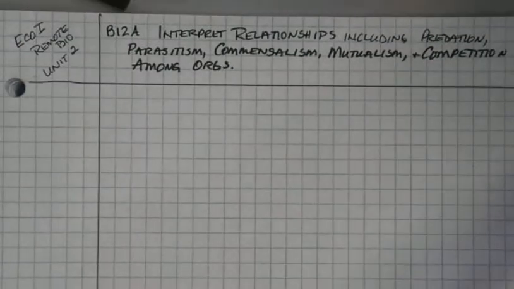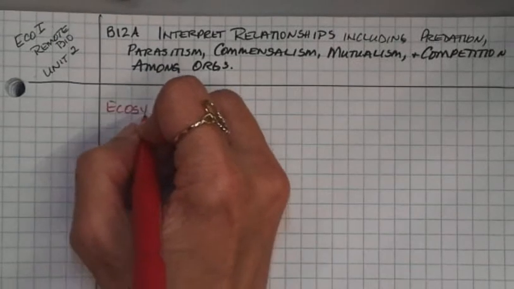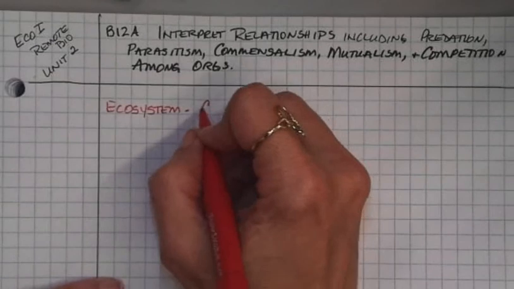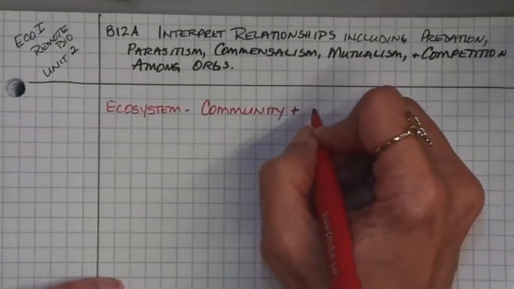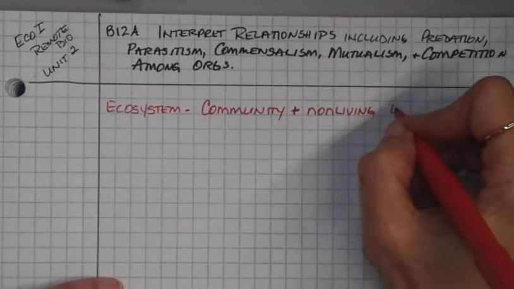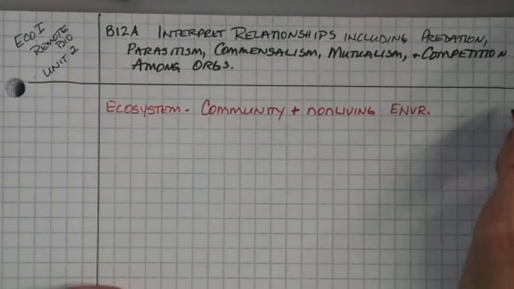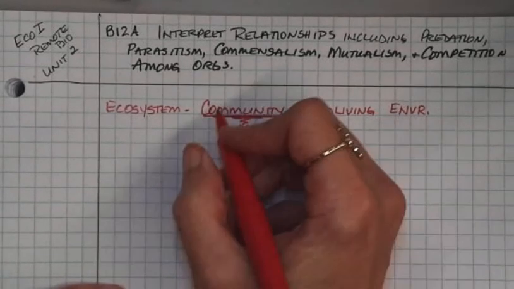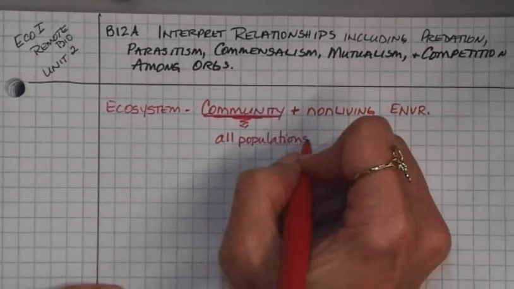So let's start off, and I'm going to remind you again of the definition for the ecosystem. Remember that the ecosystem is the community plus the non-living environment. So there's your plus sign. I'm going to abbreviate environment, ENVR, because I'll get tired of writing it. But I'm not going to be done there. I'm going to remind you of the definition for community. A community is all the populations in a specific area.